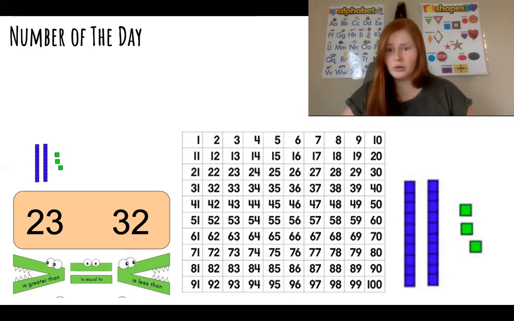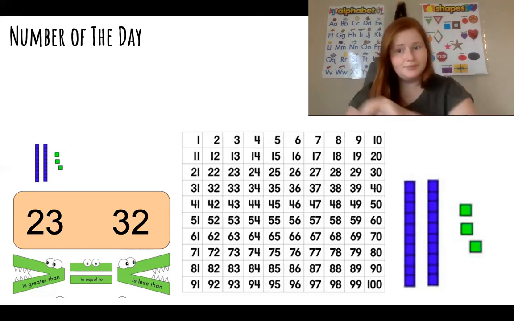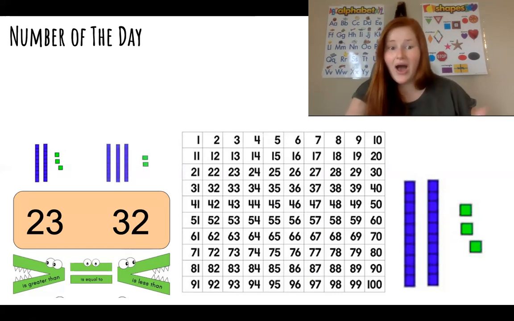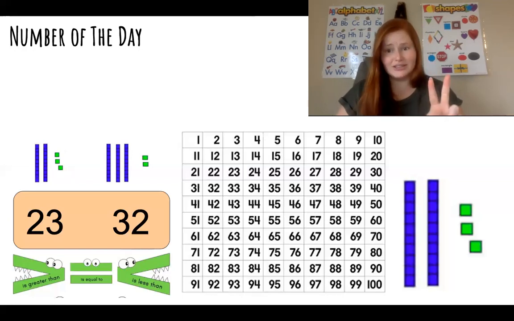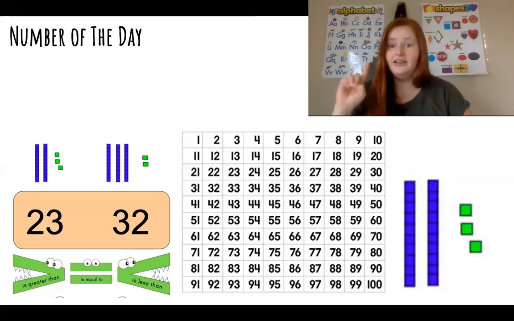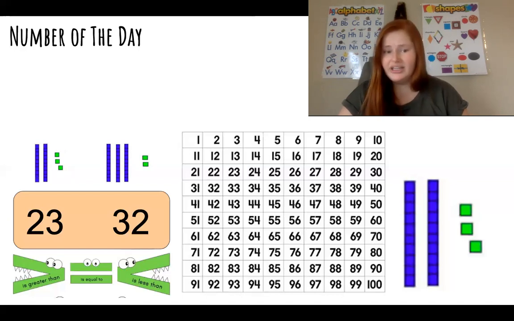Let's look at that second number. Now the 3's in front. What do you think that 3 is going to stand for? Then it's followed by a 2. What is the 2 going to stand for? Well, the 3's in front, so that stands for 3 groups of 10. The 2's in the back, so that stands for 2 extra ones. Let's count out that number. We have 10, 20, 30. Now going to ones, 31, 32. So we're comparing 23 and 32. Is 23 greater than 32? Is 23 equal to 32? Or is 23 less than 32?